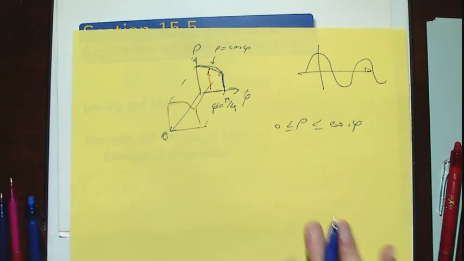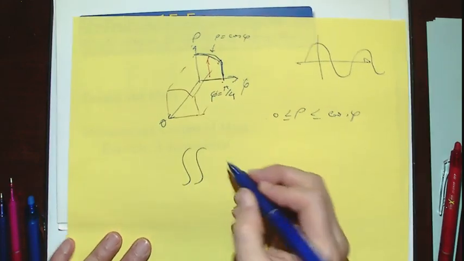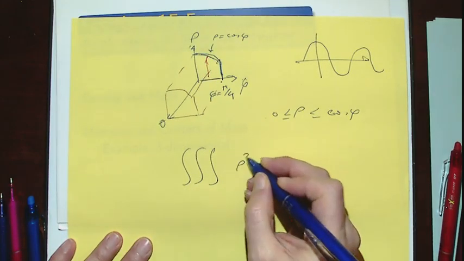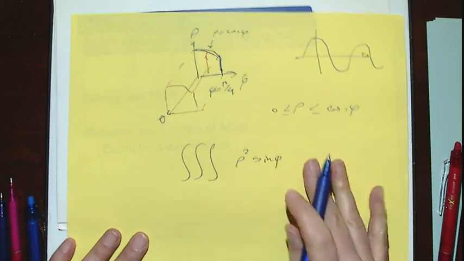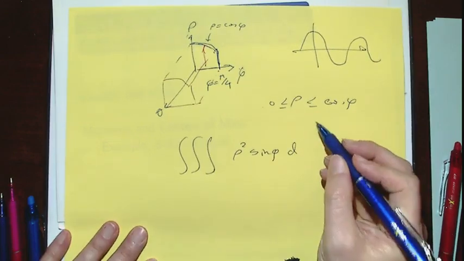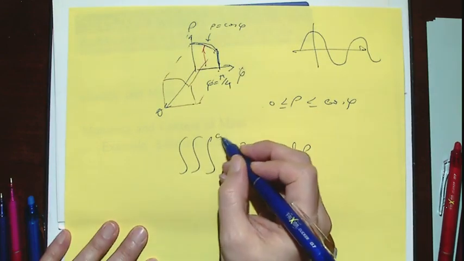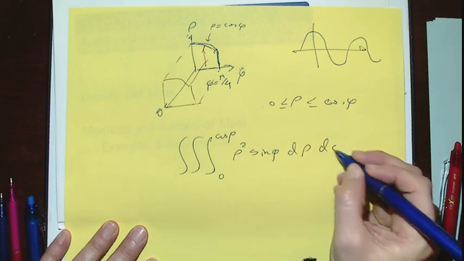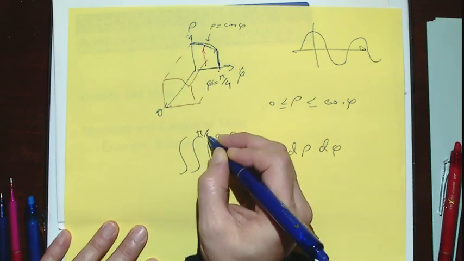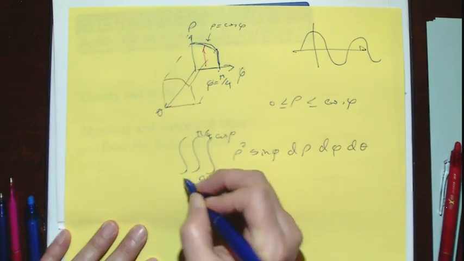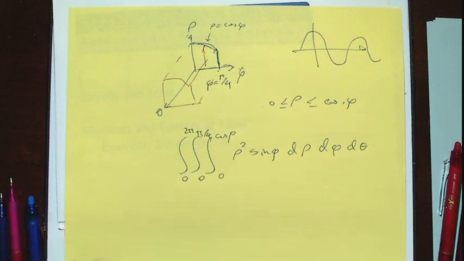Okay, set it up. Triple integral, rho squared sine of phi. D rho goes from 0 to cosine of phi. D phi goes from 0 to pi fourth. D theta goes from 0 to 2 pi. And then you solve. And then you can try the other one.